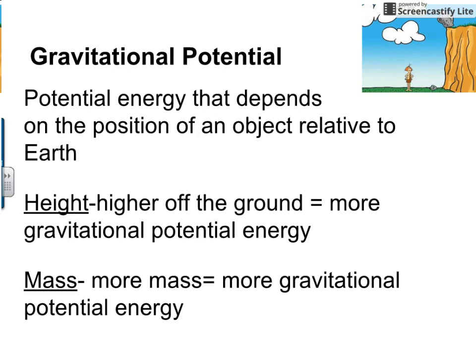So in our car lab, we realized that potential energy depends on the position of the object relative to the earth. If it is higher off the ground, it has more gravitational potential energy. We also found out in that car lab that the more mass it has, the more gravitational potential energy the object will have.